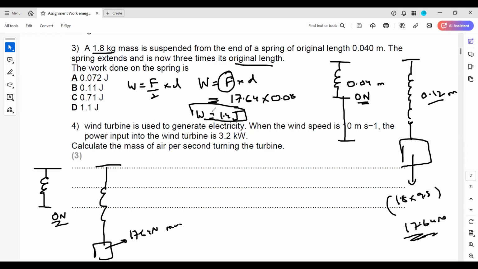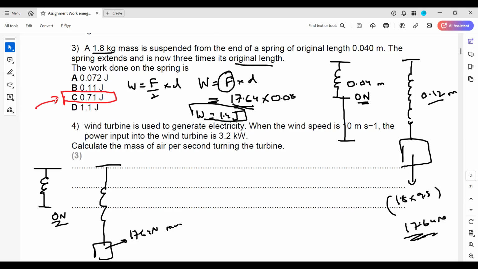So this 1.4 is the work done by the force if a constant force was acting, like from the beginning the force was 17.6. But here the force started from 0 and reached 17.6. So the average force will be half of it, so the work done will be 0.71 joules.